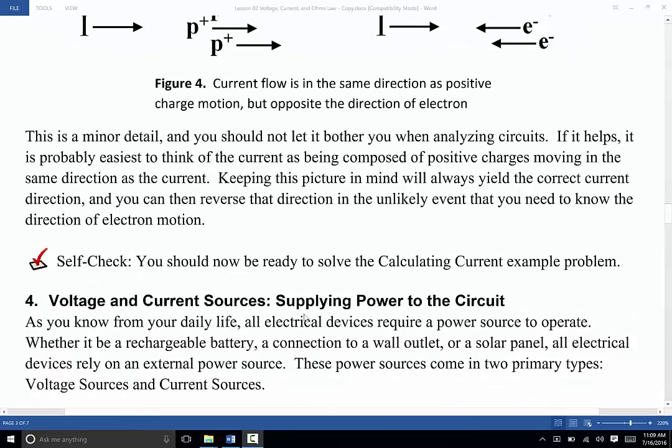Okay, so now you should be ready to do your self-check analysis on calculating current. There's an example problem. I would suggest you work the example problem and then watch the video, and that should prepare you for talking about the relationship between voltage and current in sources.